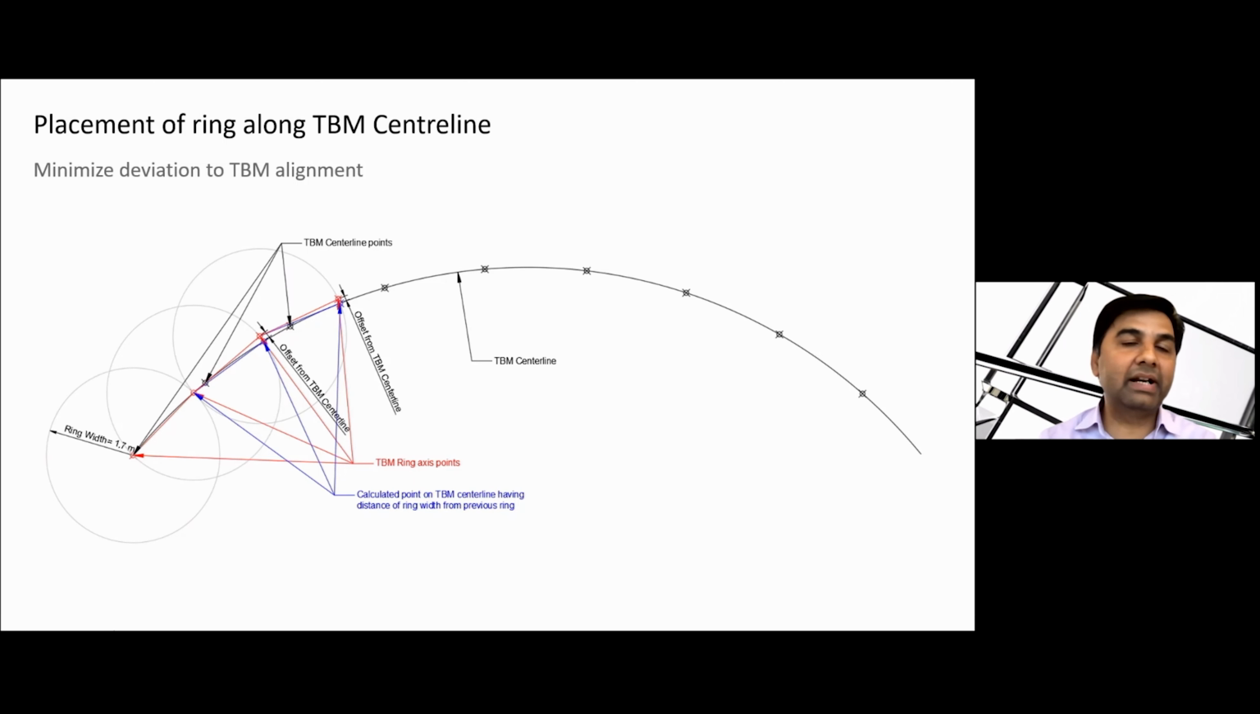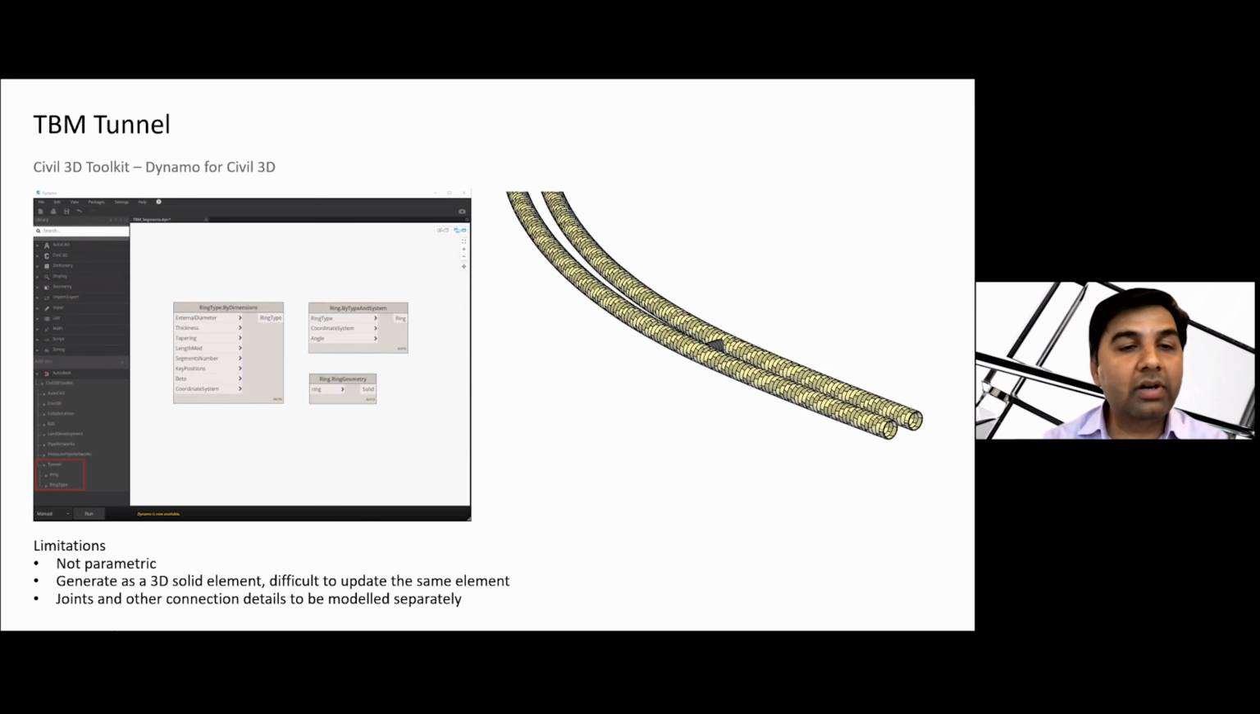The limitations of all these things is, first, these are not parametric. These are generated as a 3D solid element. And if you want to model those joints and connection details, you have to model it separately. That's why we go for another solution.